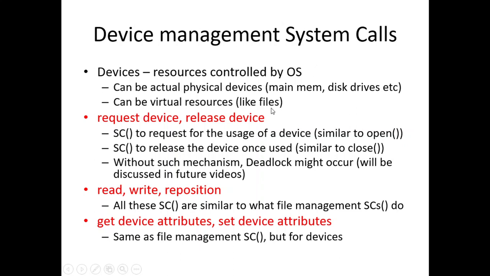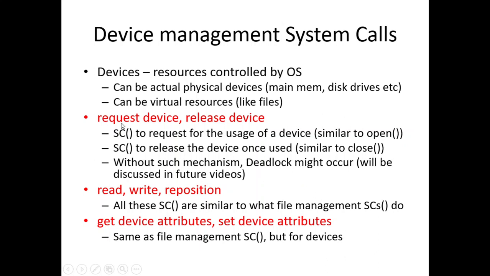So when we talk about file management system calls, we already discussed that there is a system call issued to open the file and close the file. Similarly, we also have request device and release device. The request device system call would request the usage of a particular device, and release device would release the device once it is used. If there was no such mechanism of requesting and releasing devices, then the system would enter into a state called deadlock. We will deal with this deadlock in future videos.